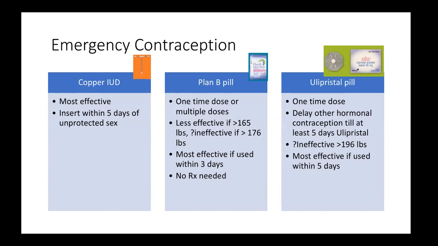Whereas with Ella, this is a one-time dose, and it's most effective if it's used within 5 days. So a little bit more of a window there for patients. And it also seems to be more effective in heavier women than Plan B. However, it could potentially be ineffective in patients who are greater than 196 pounds. And then one other important thing to note here is if a patient wants to start hormonal contraception, then they should wait for at least 5 days after getting Ella.